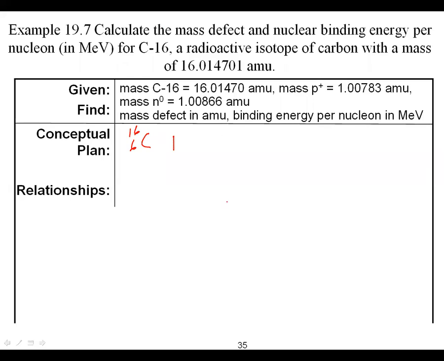So we want to figure out the mass defect here. The mass defect is going to equal our 6 times the mass of our protons, which is 1.00783 AMU, added to the mass of the 10 neutrons, which is 1.00866 AMU. We're going to subtract it from the atomic mass of our isotope, which is given to you here, and that is 16.014701.